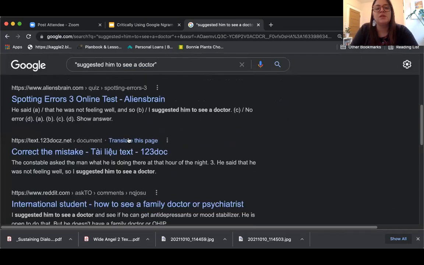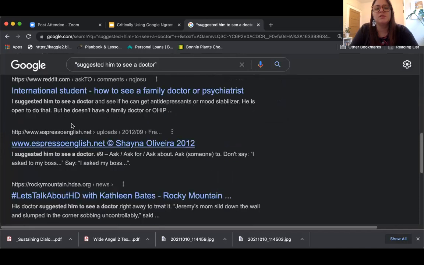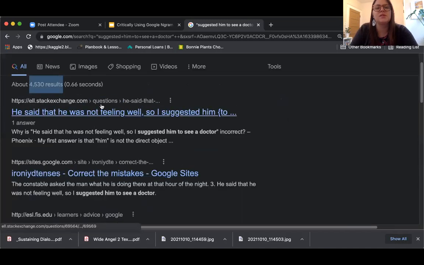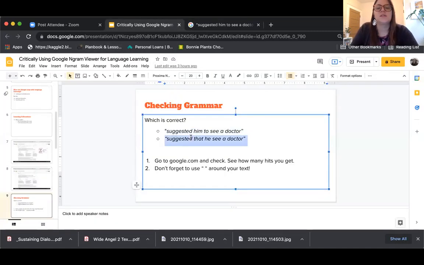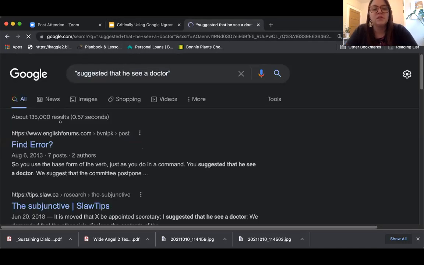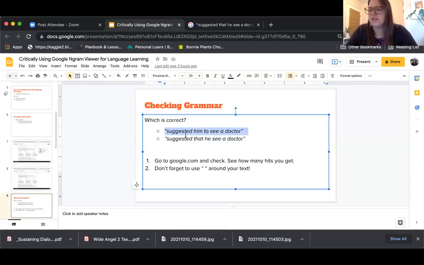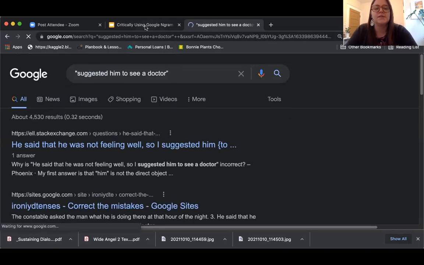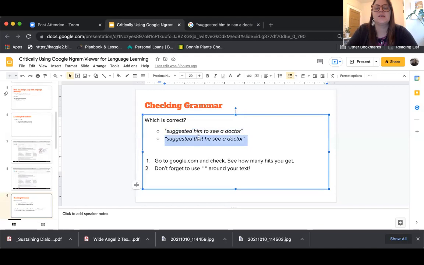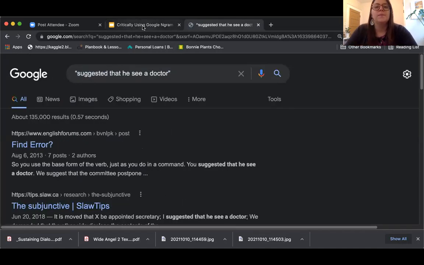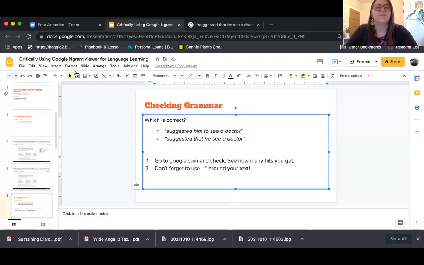I might tell them too, like, look at the types of results, what types of websites are these? Some of them are like Facebook, so maybe that's not the best. Or suggested that he see a doctor. So hey, it works, okay? Yay, okay. But did it work actually? Let's check. Did it work? Did it tell us what we need? Yes, it did. Okay, so in this case, suggested that he see a doctor. Google gave us the right tool, okay? It gave us the right information.